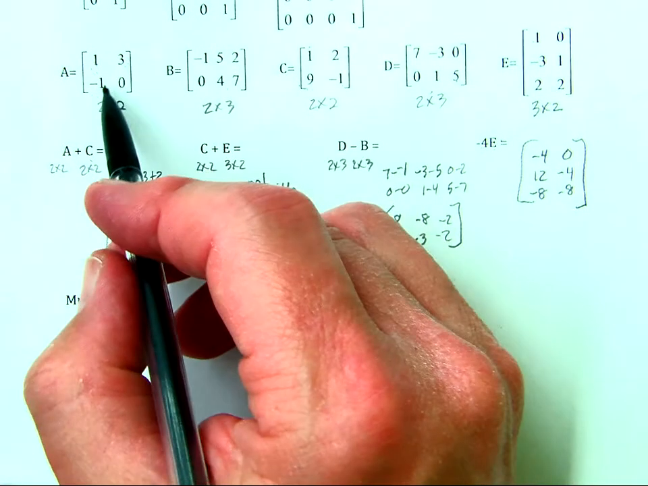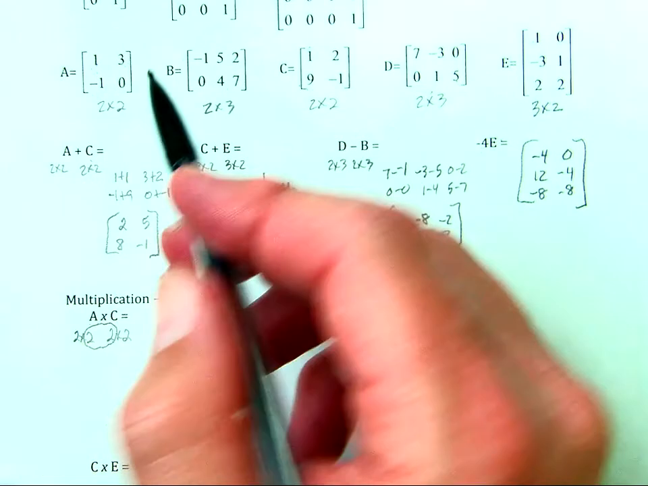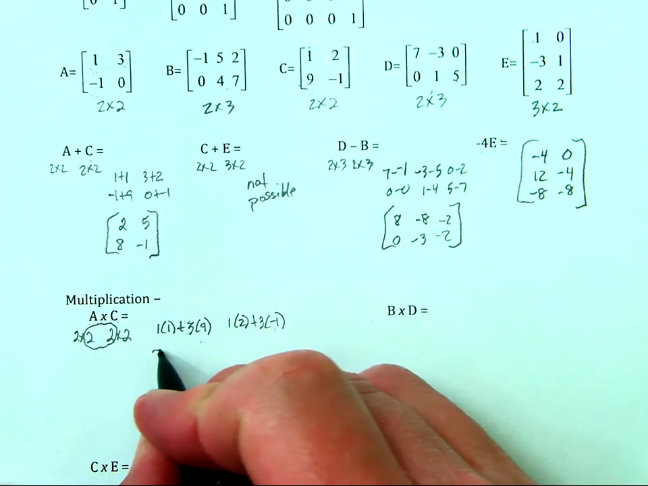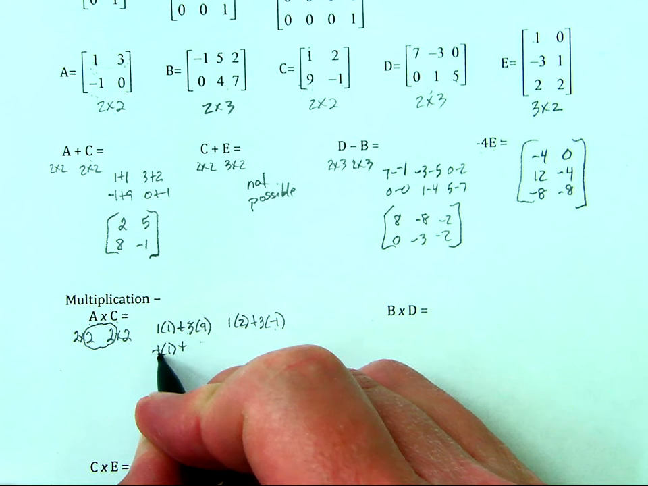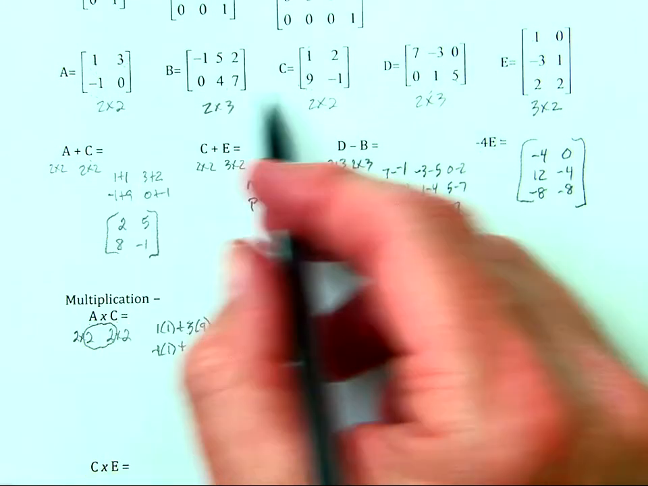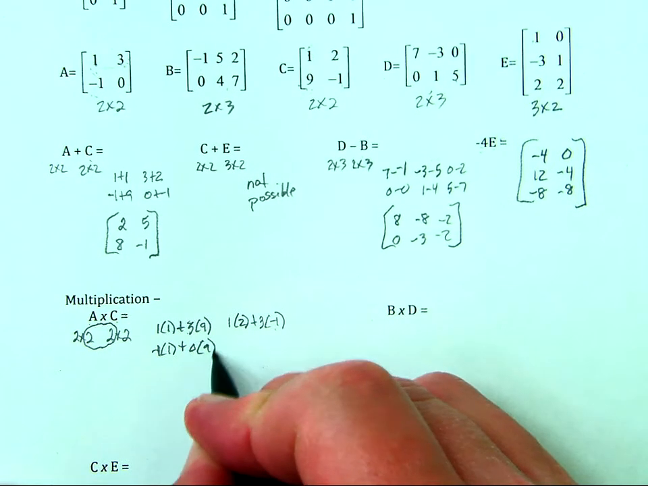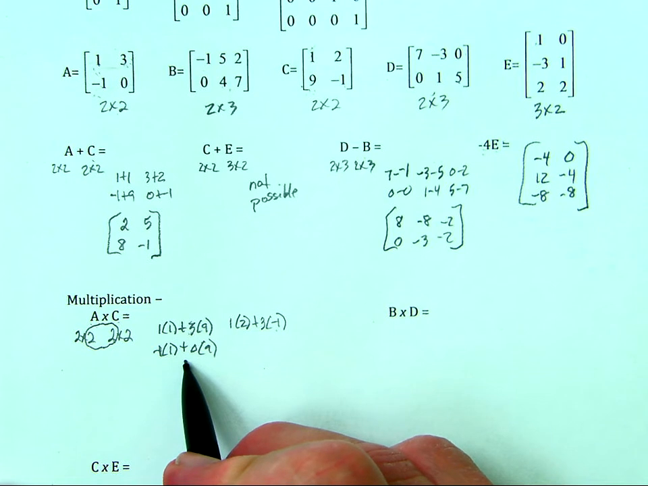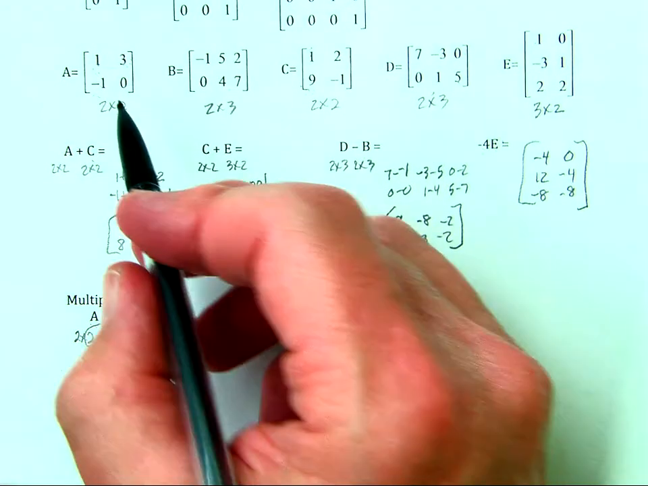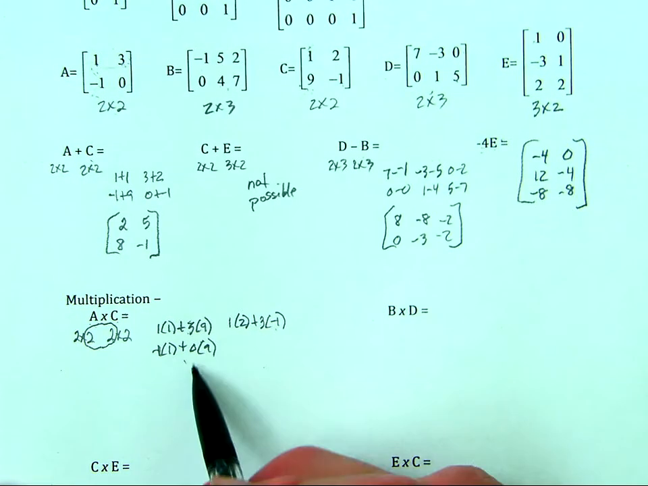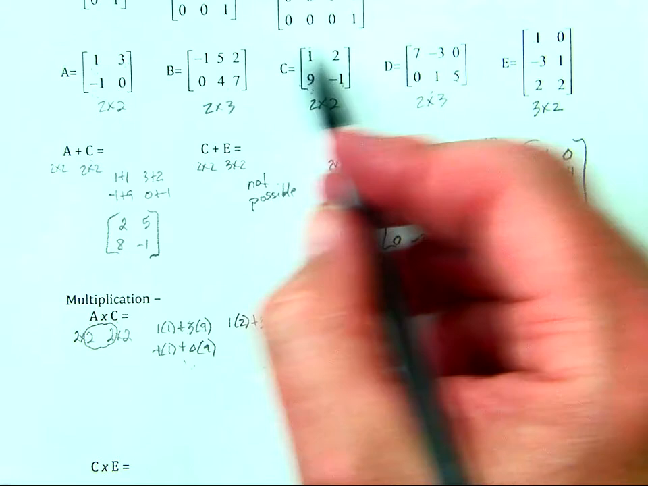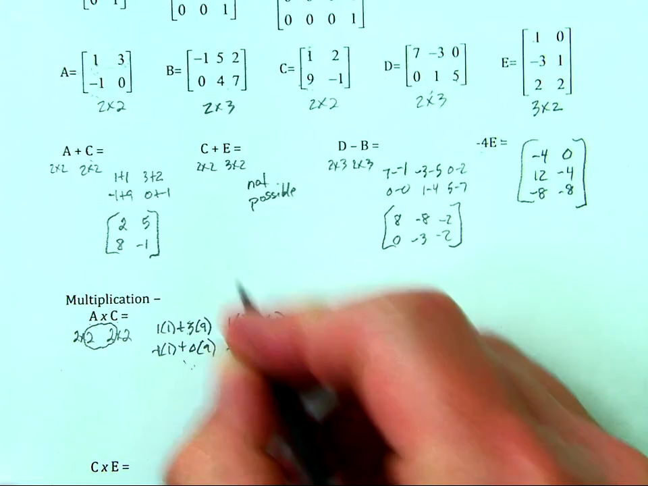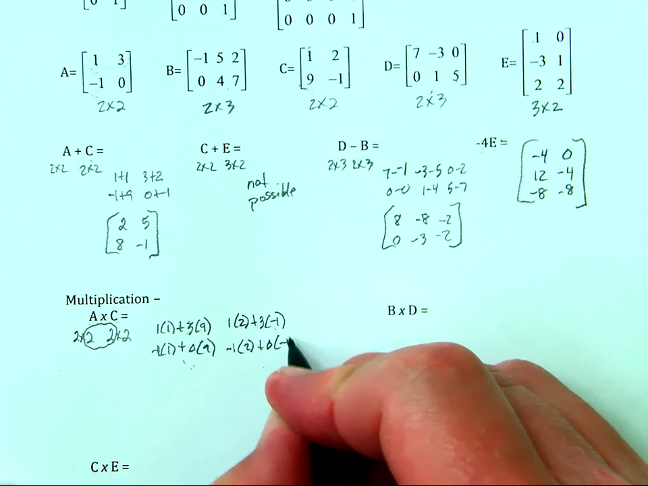Now we go down and do the same thing with the second row of A. Take the second row times the first column. So we match those up. Negative 1 times 1 plus 0 times 9. So that was first row, second column. Second row, first column. Now we're going to do second row, second column. So match those up. Negative 1 times 2 plus 0 times negative 1.